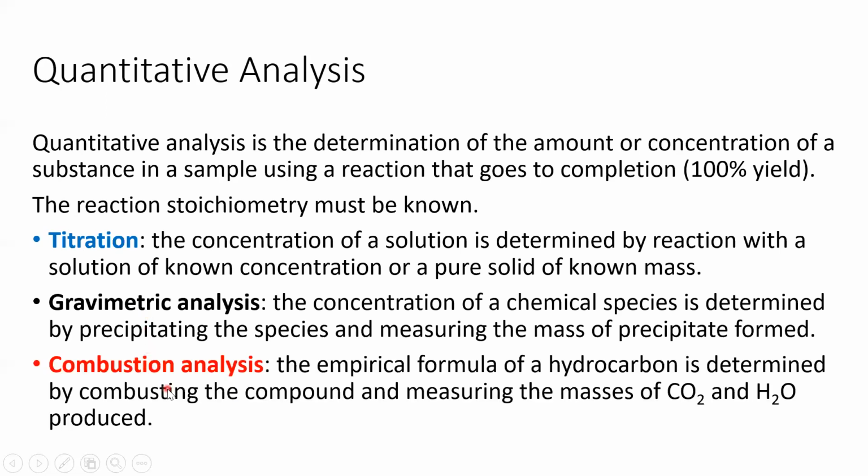And the third type is called a combustion analysis type of problem. That's where we would combust some kind of hydrocarbon, collect the carbon dioxide that was produced, and collect the water that was produced, and do a stoichiometry problem to determine the empirical formula of that hydrocarbon. We're not going to go through the combustion analysis. It's not super hard, but it's a super long type of problem. Just for time purposes, we're going to talk about titration and gravimetric analysis, and we're going to skip the combustion analysis.